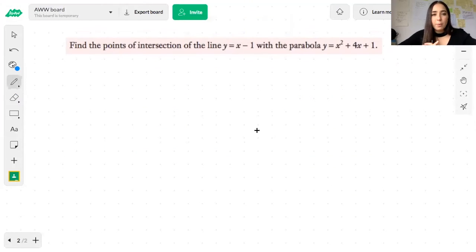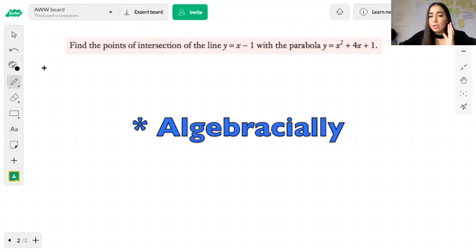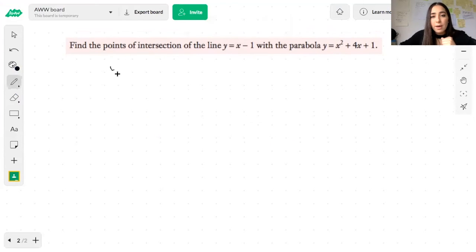Okay, so with this question, we're asked to find the point of intersection or the points of intersection, and we have a straight line and a parabola. So we're going to do the same thing. We're going to solve this one algebraically, and we are going to use simultaneous equations. So we have y equals x minus 1, and we have y equals x squared plus 4x plus 1.